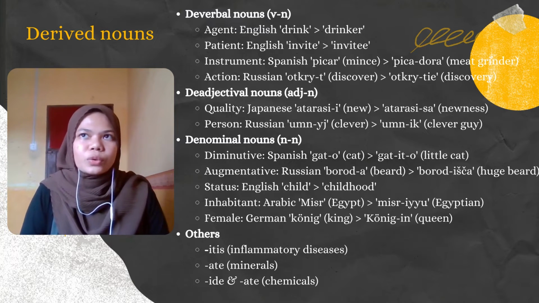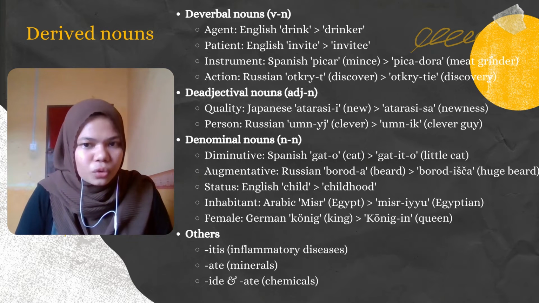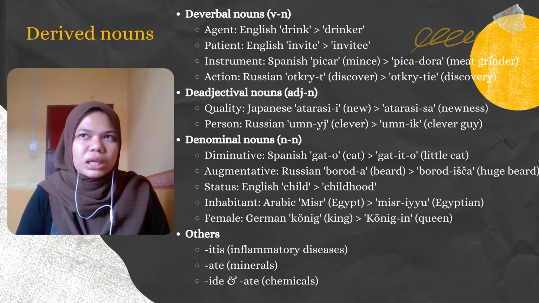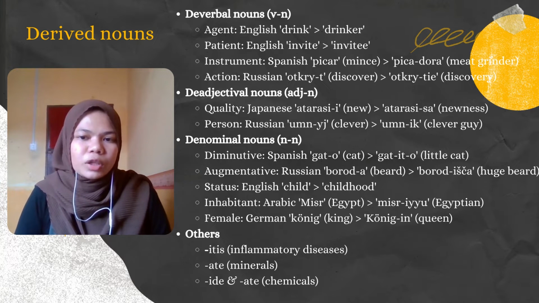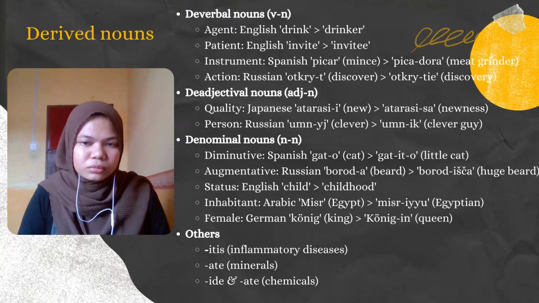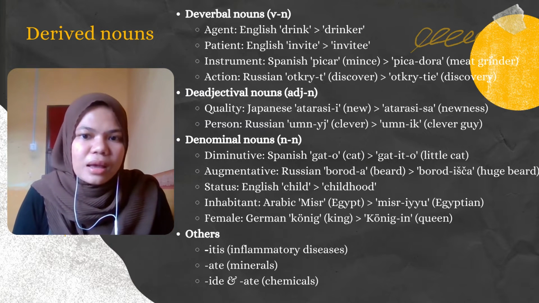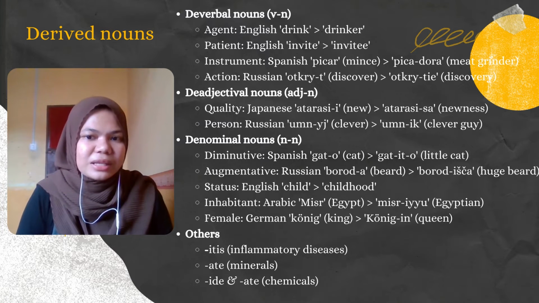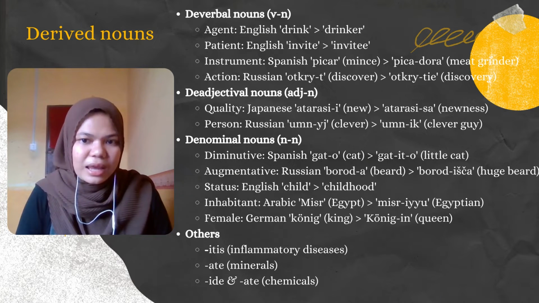It is also quite remarkable that there are other derived nouns, especially in science terms, which use a lot of morphemes such as -itis, -ate, -ide, and -ite for inflammatory diseases, minerals, and chemicals.